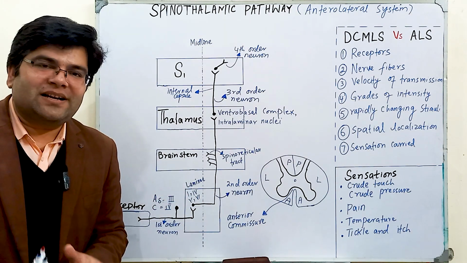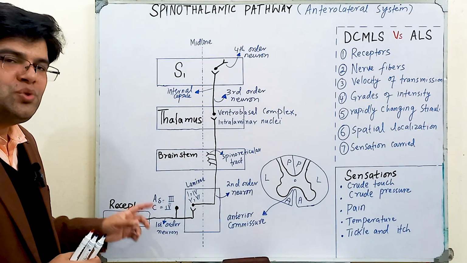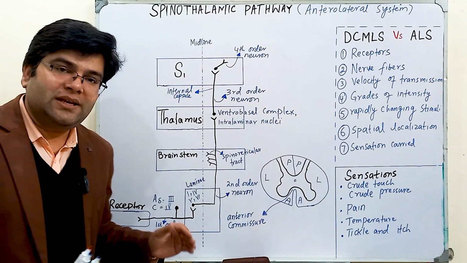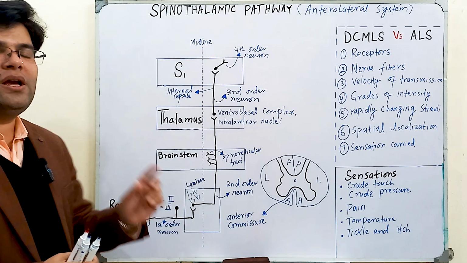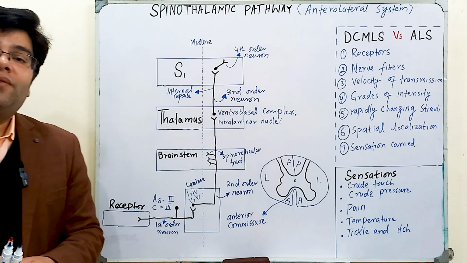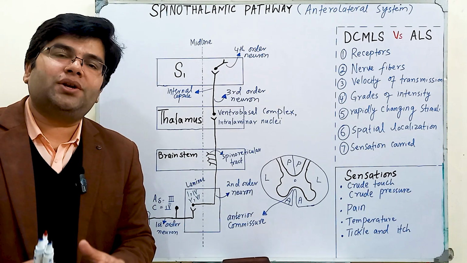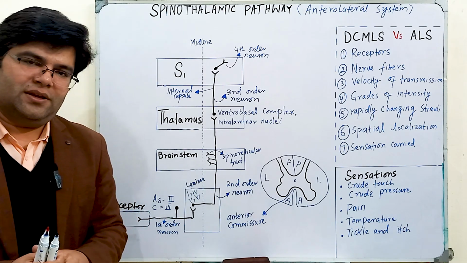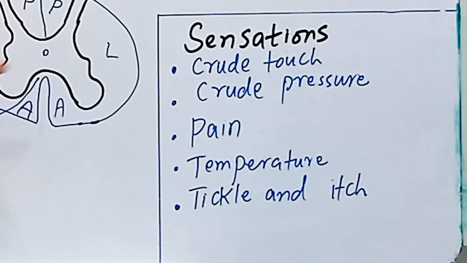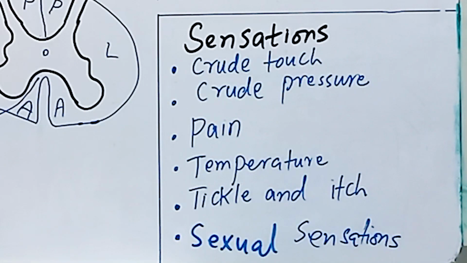The signals are transmitted at a speed of 1 to 40 meters per second along these nerve fibers. So you can see here the velocity of conduction is much slower as compared to the signals which are conducted in the dorsal column pathway, where the signals are conducted at a speed of 30 to 120 meters per second. The sensations carried by this pathway are crude touch, crude pressure, pain, temperature, tickle and itch, and sexual sensations.